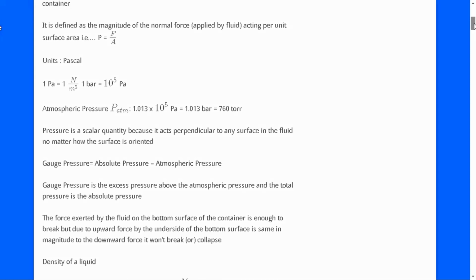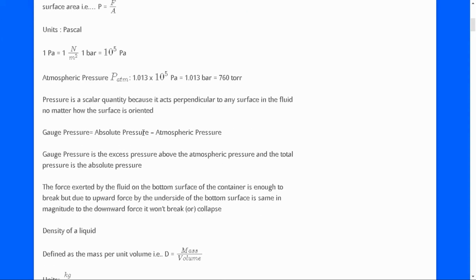Now we have a relation between gauge pressure, absolute pressure and atmospheric pressure. Gauge pressure is equal to absolute pressure minus atmospheric pressure. Now we will see what is meant by gauge pressure. Gauge pressure is excess pressure above the atmospheric pressure. That means above the atmosphere there is an additional pressure, and it is called gauge pressure. The sum of the excess pressure and the atmospheric pressure gives the absolute pressure.